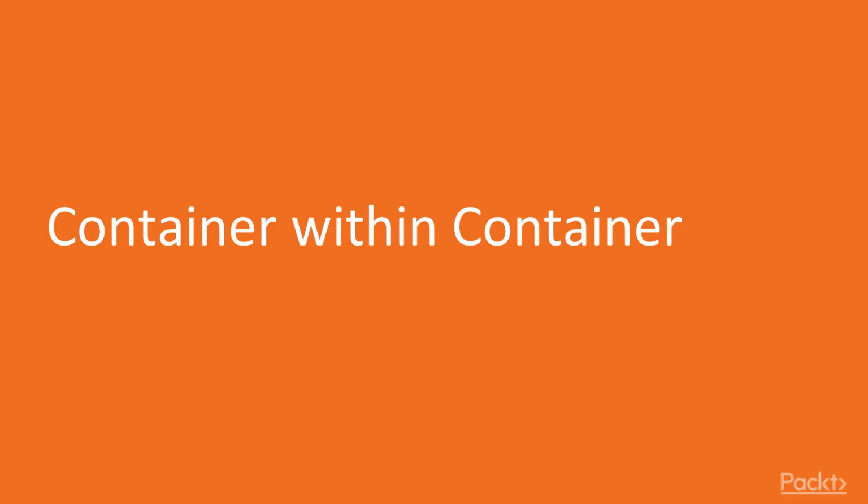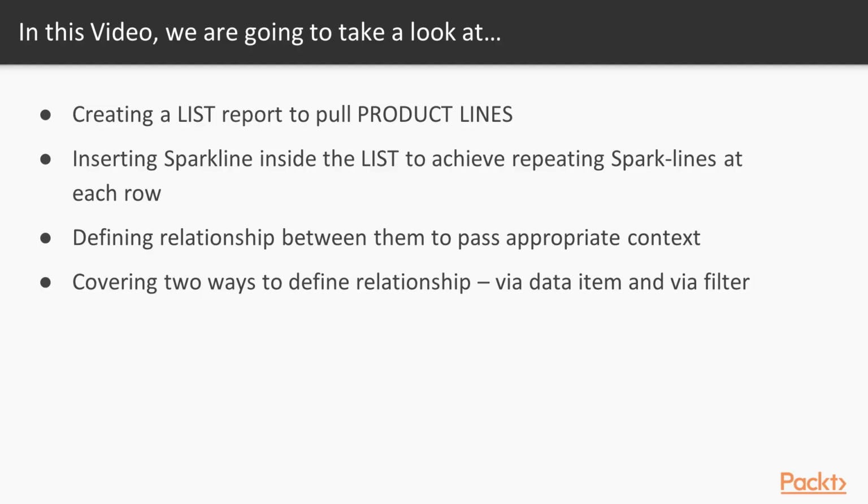Container within container. Putting a data container, chart, or visualization within another data container, and then defining relationship between them so that meaningful data is retrieved, is called master detail relationship. In this video, we are going to take a look at creating a list report to pull product lines, insert Sparkline inside this list to achieve the repeating Sparkline at each row, then define relationship between them to pass appropriate context. And we will cover two ways to define the relationship via data item and via filter.